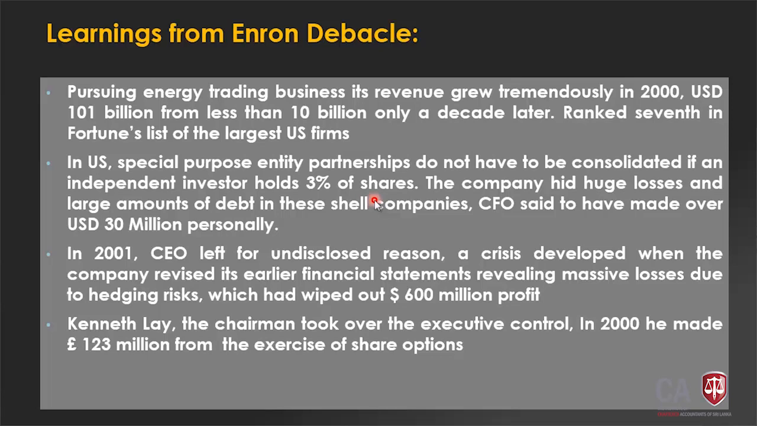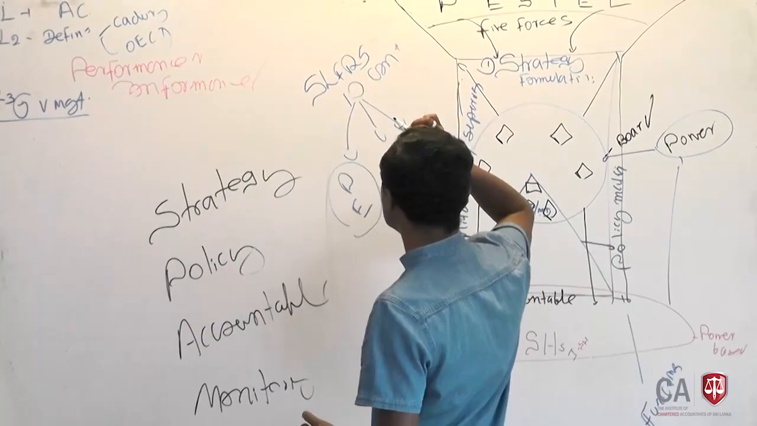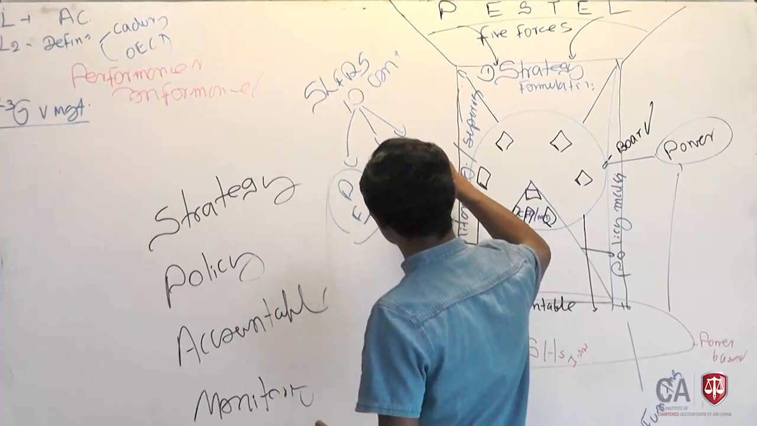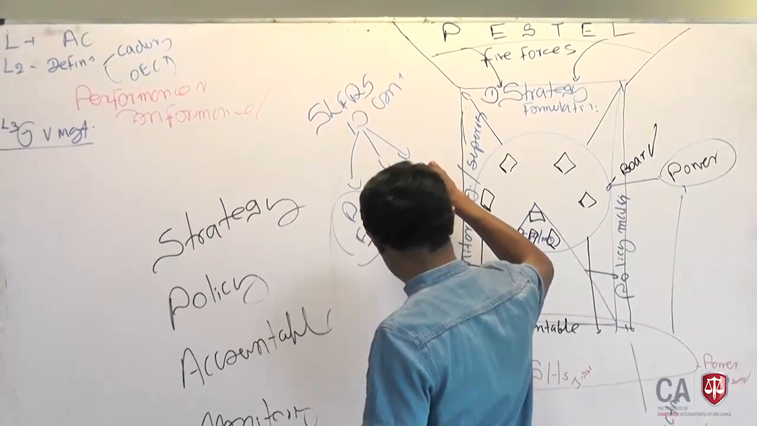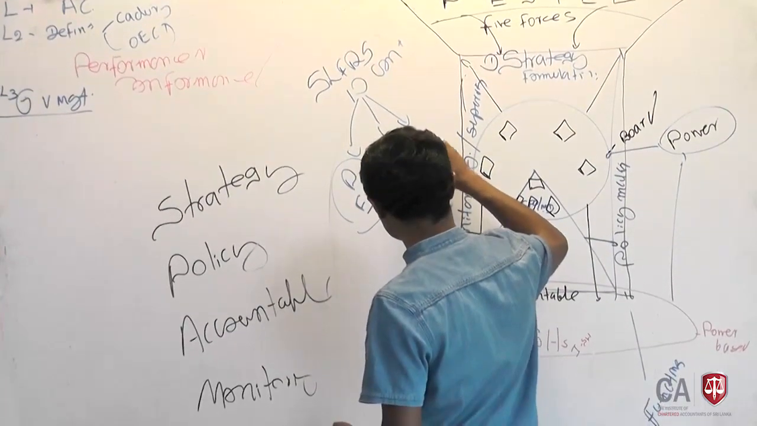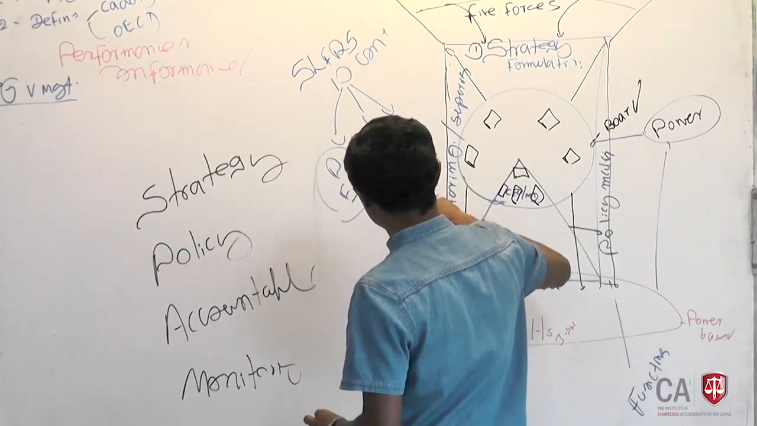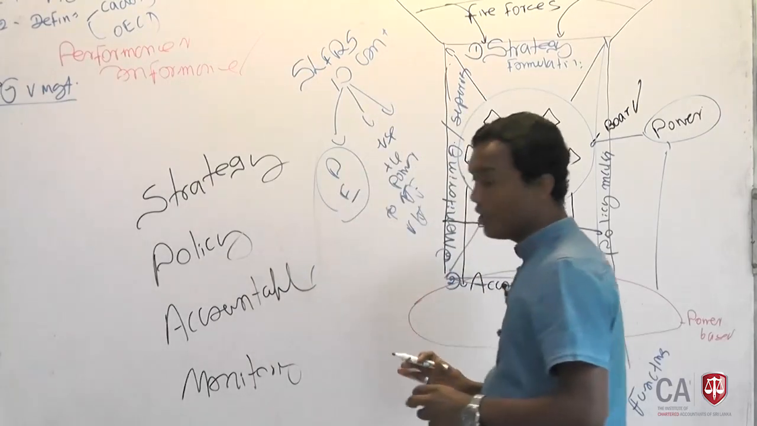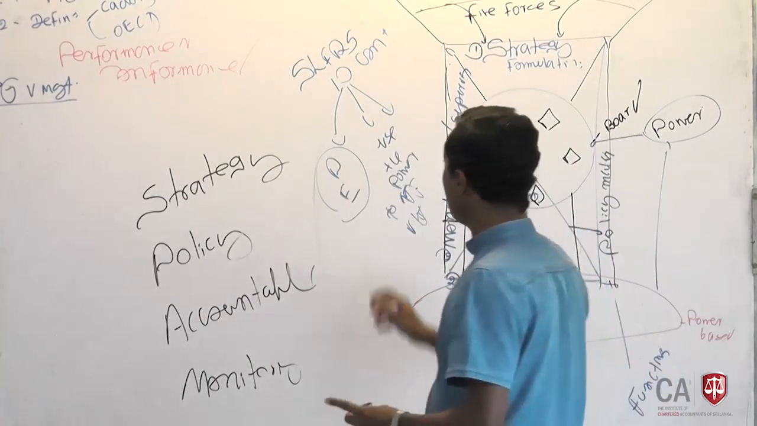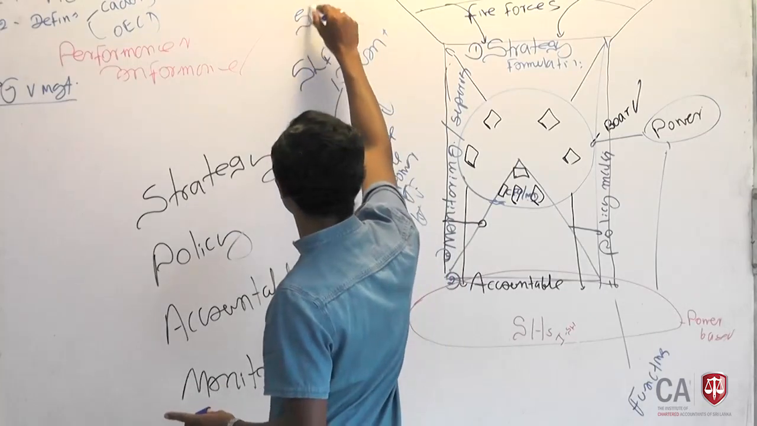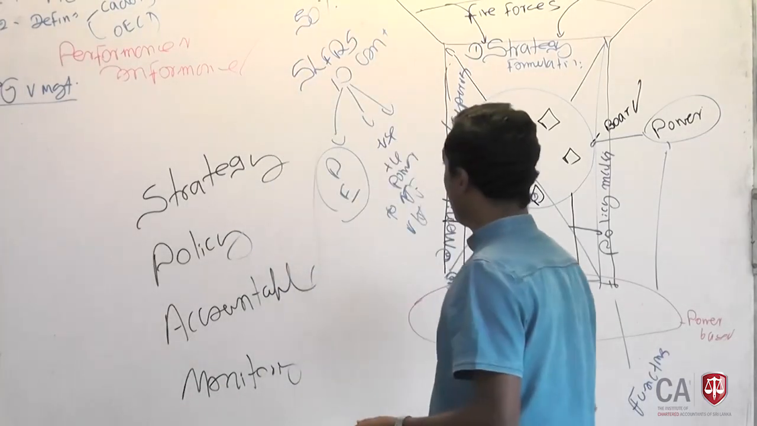they can avoid consolidation under the definition of new control, where it says you have to have the power over the investee, exposure to variable return, and you should be able to use the power to affect the variable return. Now, if you apply this type of definition nowadays, consolidation rule is no longer 50%.